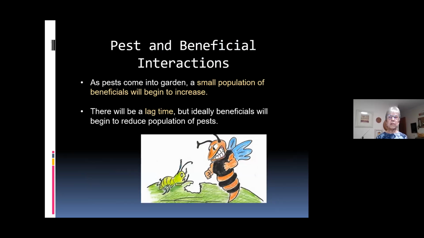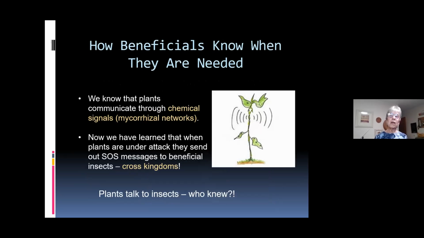Now, you can see from the drawing that you've got a pest there that's eating on something in your garden. And as its population increases, the population of the beneficial insect also increases, but there'll be a lag time. Eventually you'll get to the point where hopefully the pest population will be reduced. So the question then becomes, how do the beneficials know when they're needed? And this is so cool.